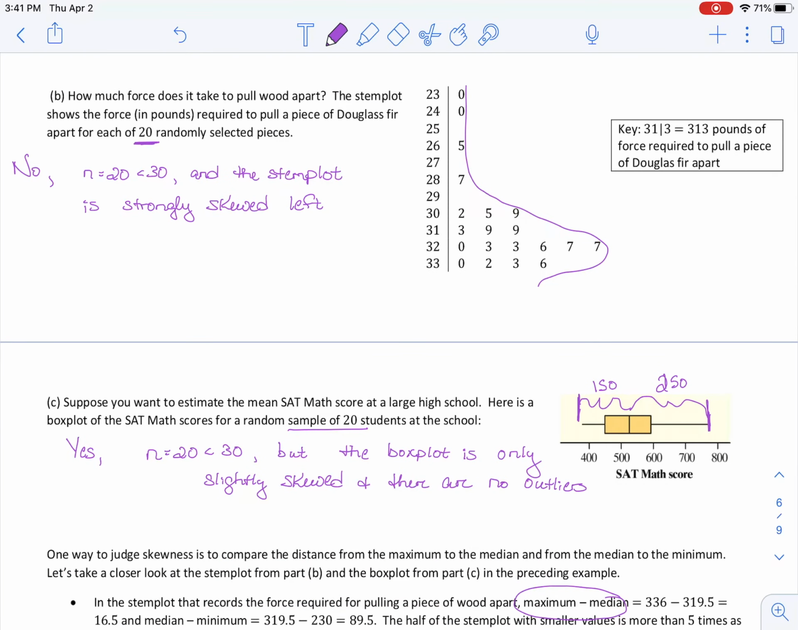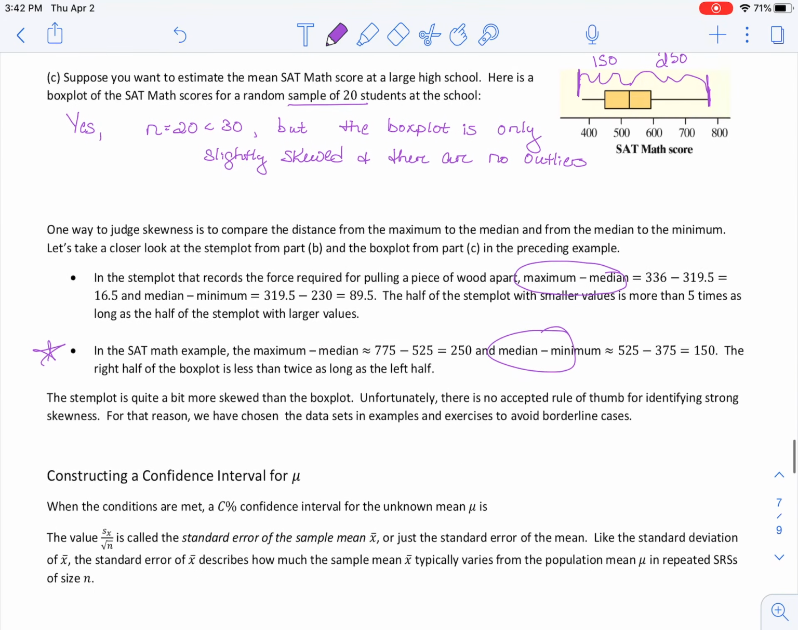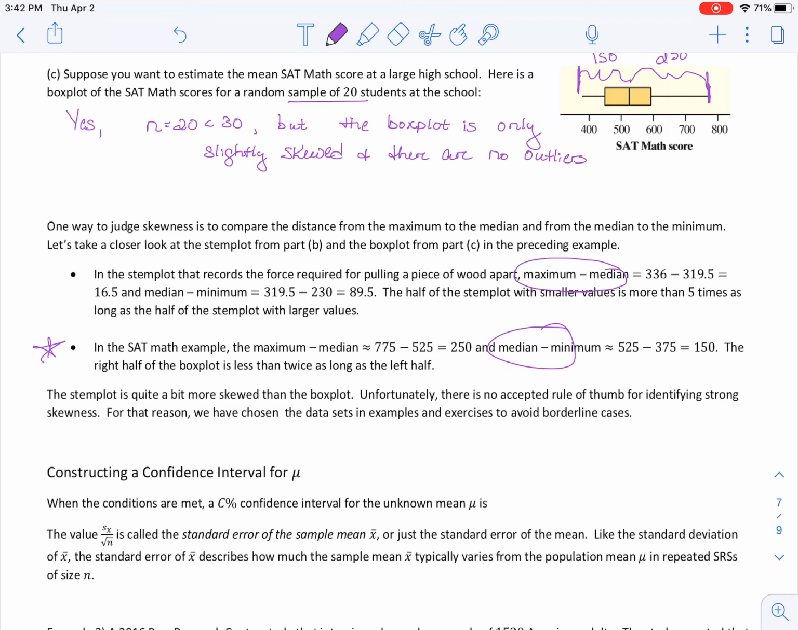If you actually look at the stem and leaf plot, the median is 319.5, so it's a number here. This distance is dramatically smaller than this distance, and it gets quantified down here. If you actually find those distances, half the stem plot with the smaller values is more than 5 times as long as the half of the stem plot with the larger values.